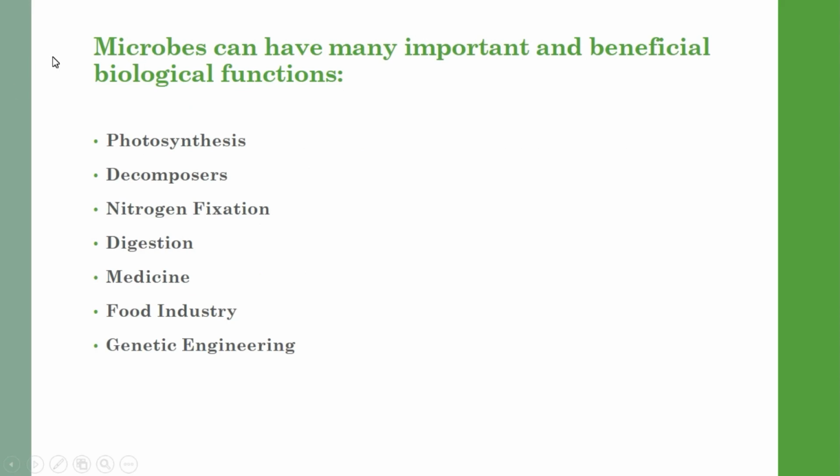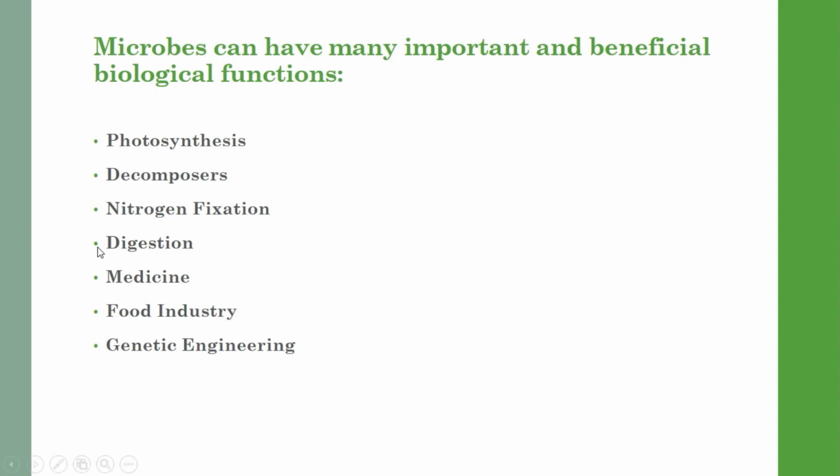Microbes can have many important and beneficial biological functions, such as photosynthesis, like algae and some bacteria capture energy from sunlight and convert it into food, forming the basis of the food chain, obviously. They can work as decomposers, like many microbes break down dead and decaying matter and recycle nutrients, and the nutrients can be used by other organisms further. Nitrogen fixation: some bacteria can take nitrogen from the air and incorporate it into the soil.